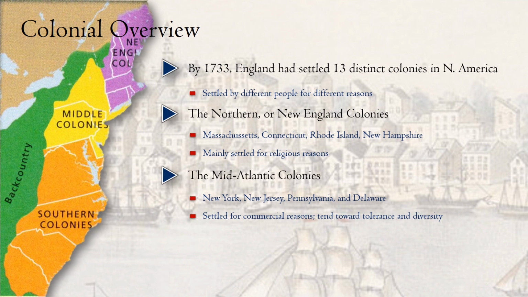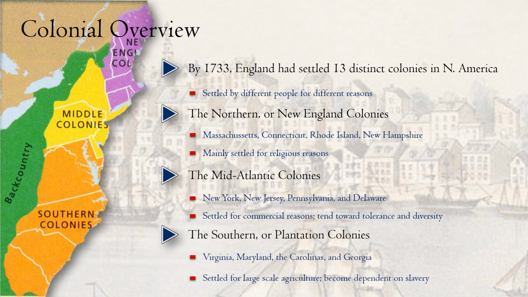But if you go further south, then you'll see what's called the mid-Atlantic colonies, or sometimes just called the middle colonies. And these include New York, New Jersey, and Delaware. And they were settled for primarily commercial reasons, meaning New York is a big trading center. Pennsylvania is going to become a breadbasket and it's going to sell those grains for the market. But also they tend to be very tolerant and very accepting of diversity. Just like you look at New York today, it's a very tolerant and accepting place.